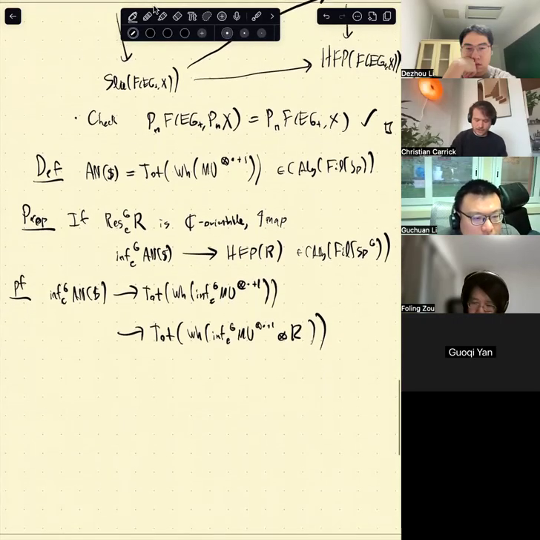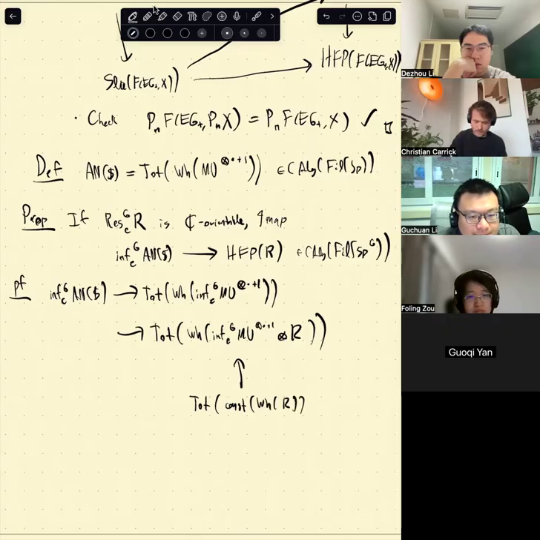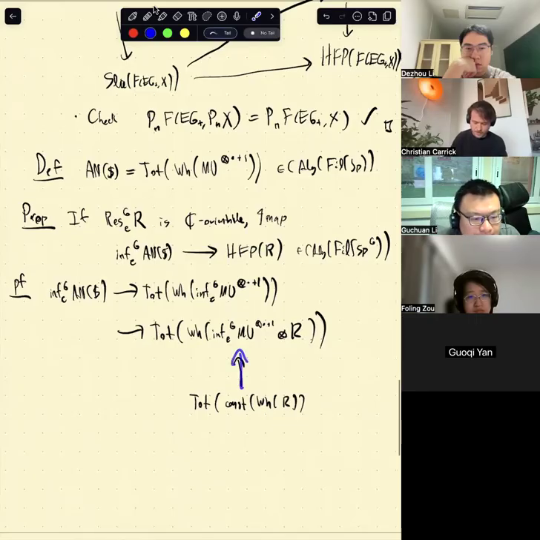And then there's a map to this, from, I can take the totalization of the constant diagram at the Whitehead tower of R. And this map is given by using all of the unit maps for MU. Okay, and then this is just the Whitehead tower of R.